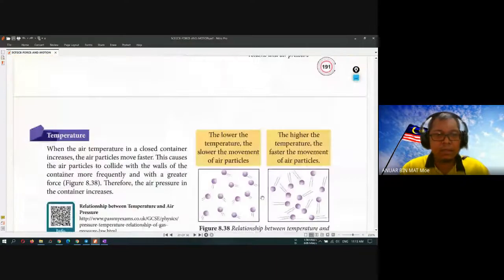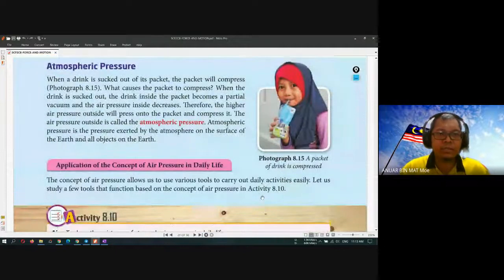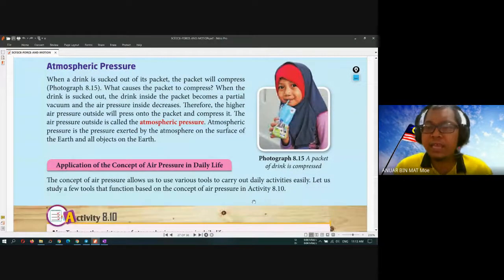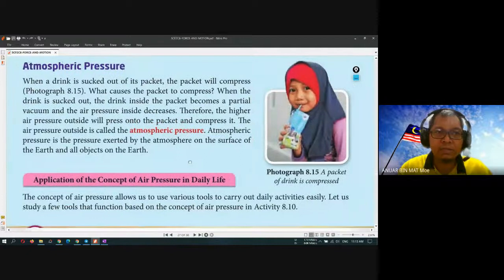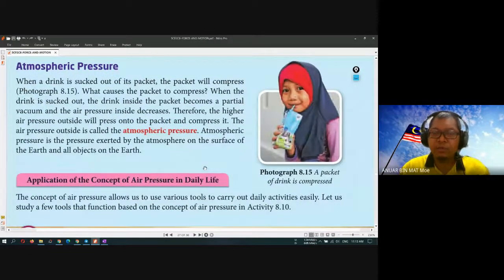All right. Next one is the atmospheric pressure. Because we are now living on the earth, right? We are surrounded with what? We are surrounded with air, right? So do you still remember the composition of air? Still remember in Form 1, the composition of air consists of oxygen, carbon dioxide, nitrogen, inert gas and others, right? This is what we call atmospheric pressure.